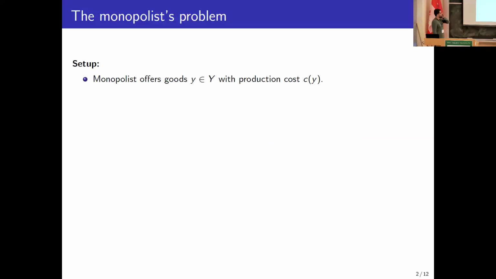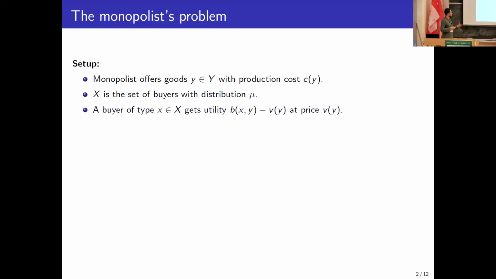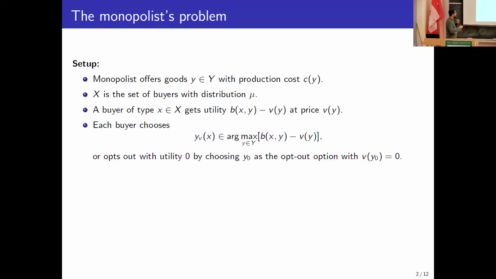So a monopolist, or a company, offers goods of type Y with production cost C of Y. And we consider the set X to be the set of buyer types with distribution mu. A buyer of type X gets utility B(x,y) minus V(y), at price V(y), if they choose to purchase the product Y, where B is the preference function. It tells us how much a buyer of type X values or needs a product of type Y.